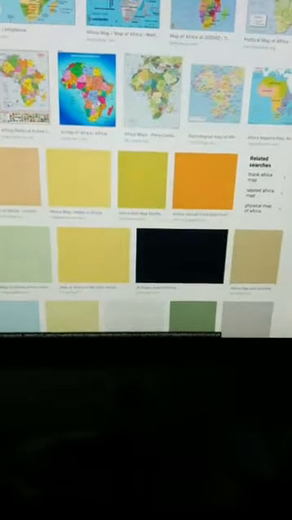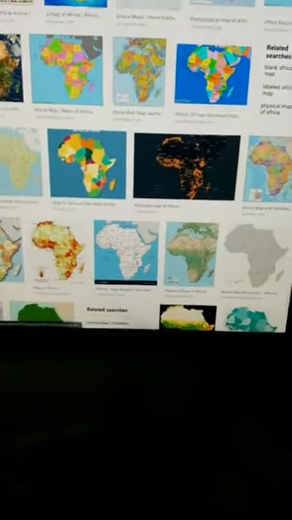Hold on, let me go back. Hold on a second. Let's look at a map of Africa. Let's look at a map of Africa. And when you look at a map of Africa, see, here's a map. All right, here's a map to the side right here. I'm going to put that on the big screen for y'all.